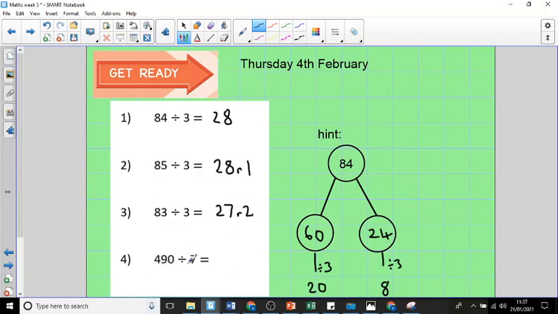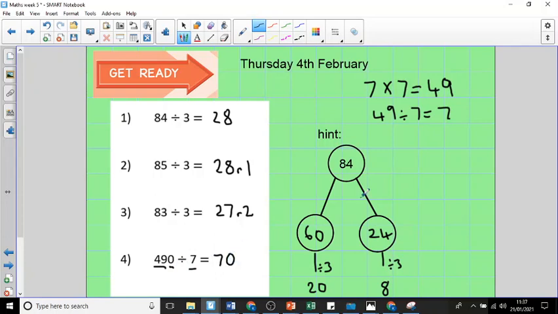Right, okay, so 490 divided by 7. Well, I'm going to use something I really know here about the 7 times table. I know a fact in the 7 times table is 7 times 7 equals 49. So I also know that 49 divided by 7 will be 7. And then I know this is 10 times bigger, so this must be 70.